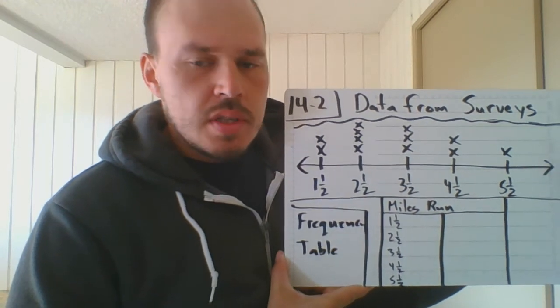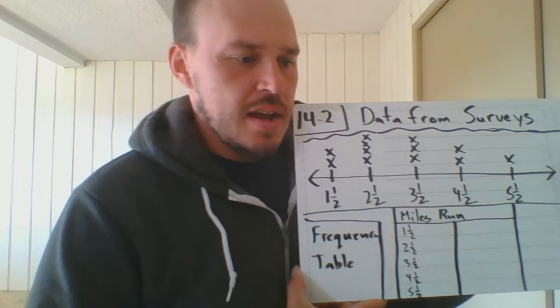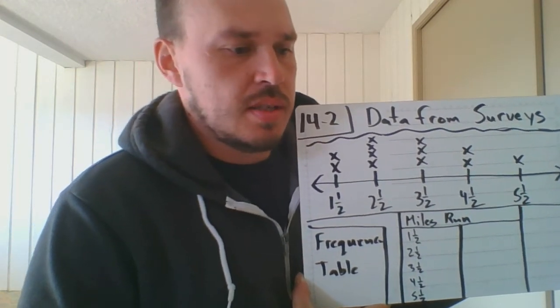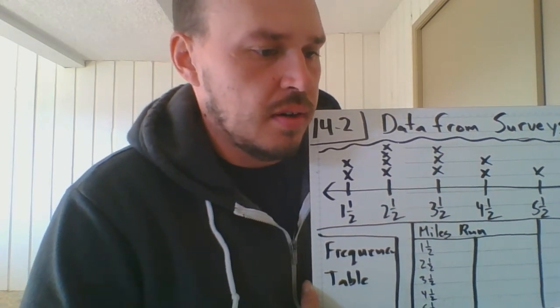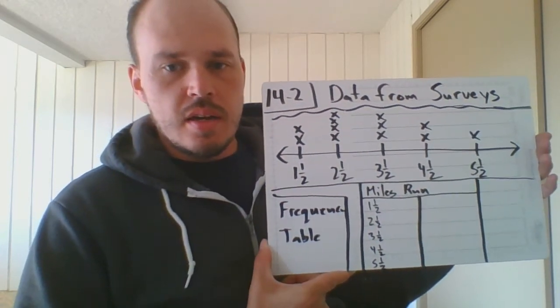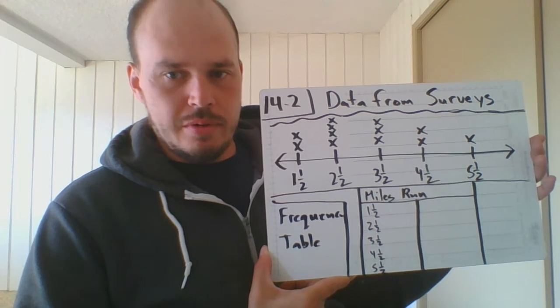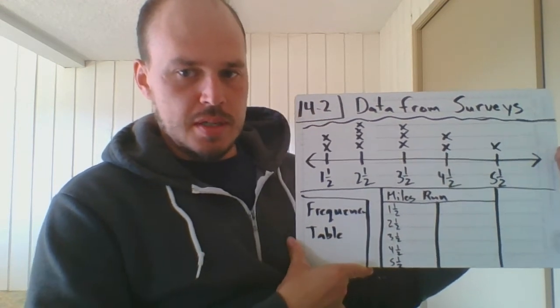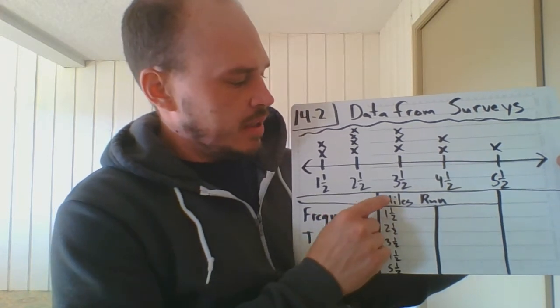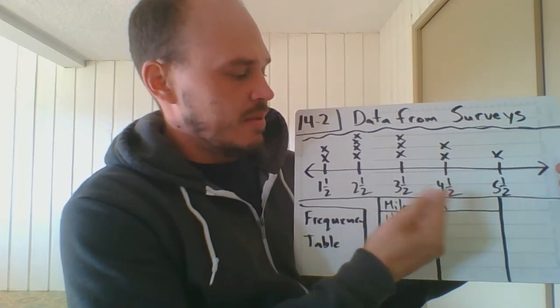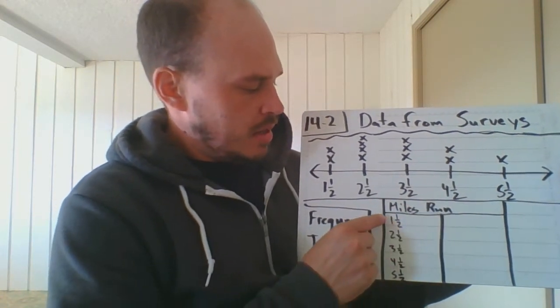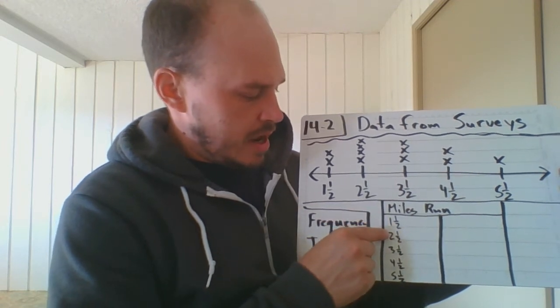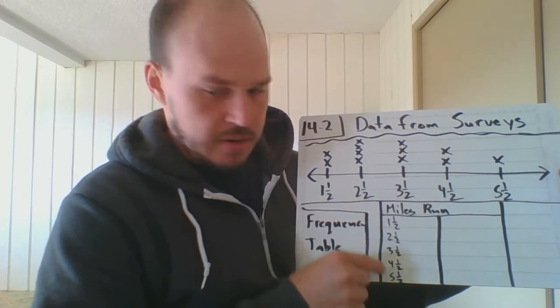Okay, so pretty easy lesson. I jumped ahead now to number 7 on page 330, which is an independent practice. You're going to be asked to make something called a frequency table, okay? You're going to look at a line plot and create a frequency table. So you make a label for your chart, number of miles run or miles run. Then you list all the numbers in order, 1.5, 2.5, 3.5, 4.5, and 5.5.